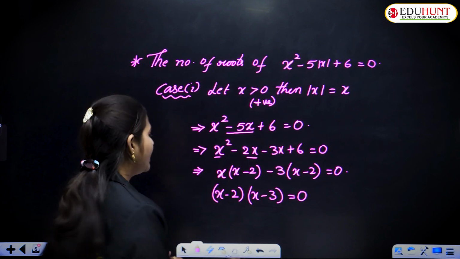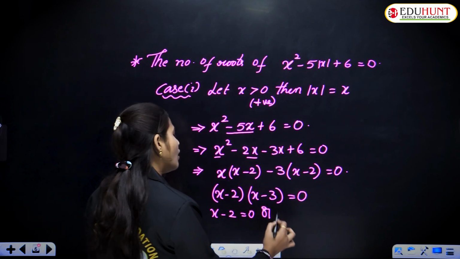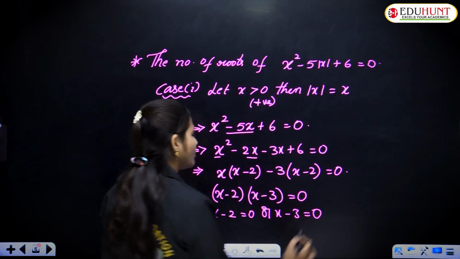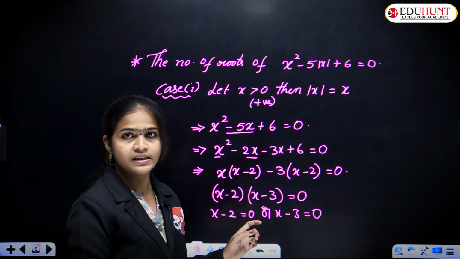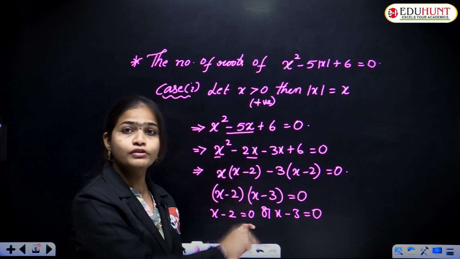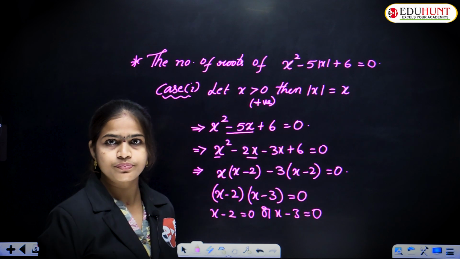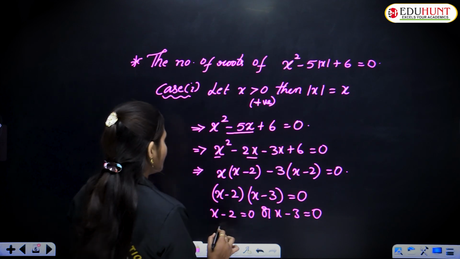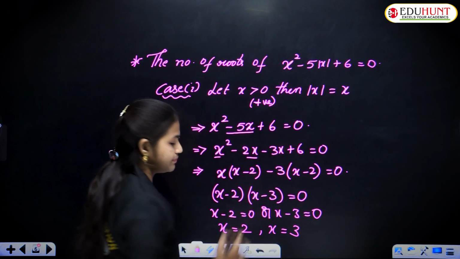So that's why here we can say that either x minus 2 is equal to 0 or x minus 3 is equal to 0. Which term is equal to 0, we don't know that. But any one of the roots should be equal to 0, then only we will get that RHS as 0. So from this, x is equal to 2 and x is equal to 3.